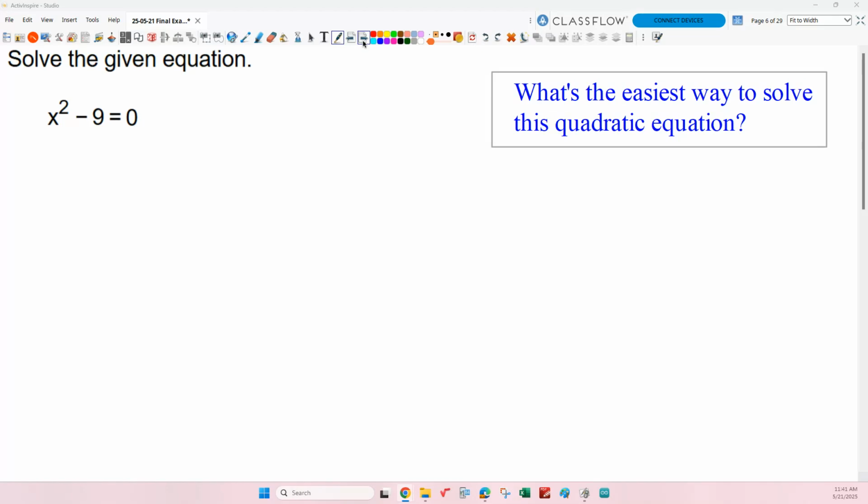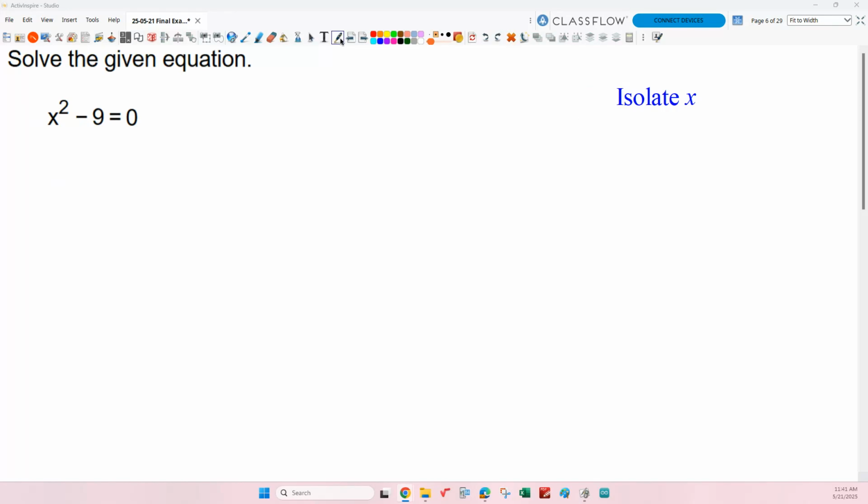Yeah, since we can point to a single x, we can isolate it. So then if we add 9, we get x squared equals 9. So then x equals what? Yeah, plus or minus 3, which is what you would have gotten using difference of squares as well. Seems too easy now, doesn't it? Yeah.